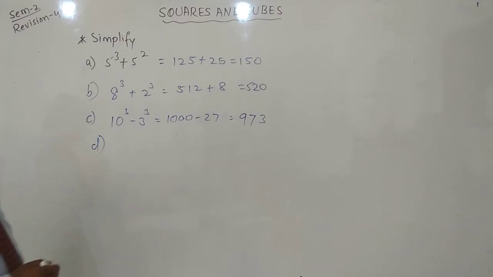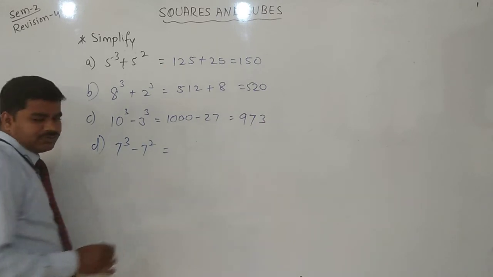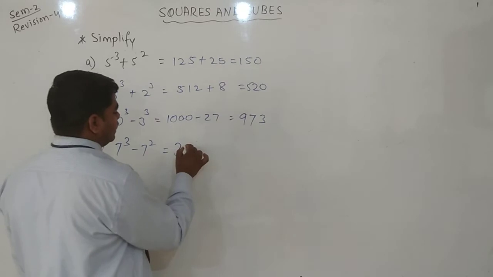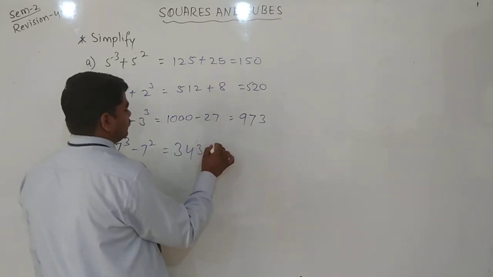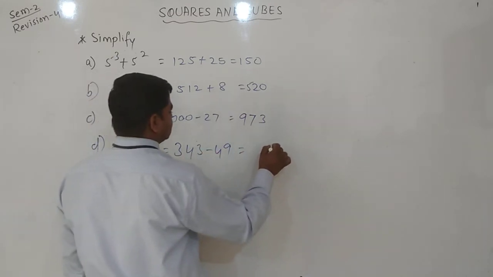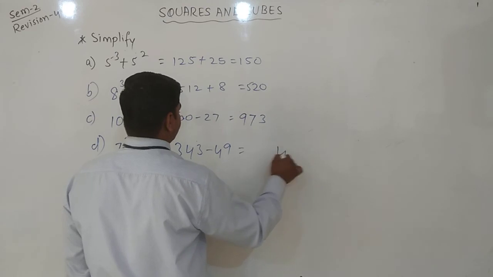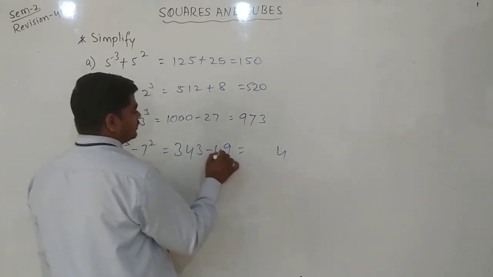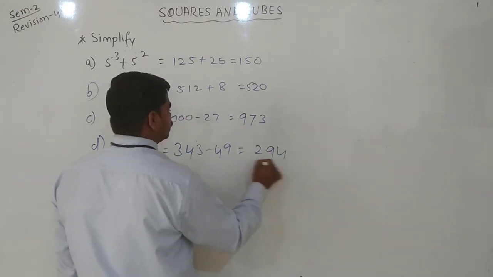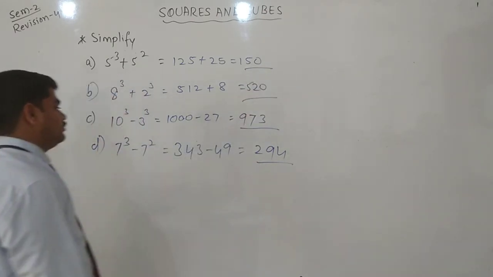Yes, 7 cube minus 7 square. 7 cube is what? Yes, 343 minus 49, 7 square. 13 minus 9 is 4, 13 minus 4 is 9. It is 294. Yes, one more.